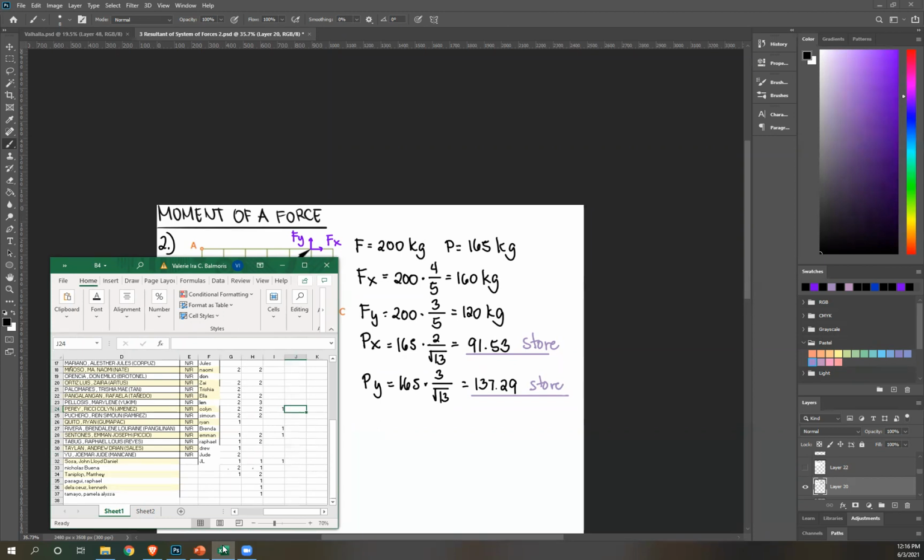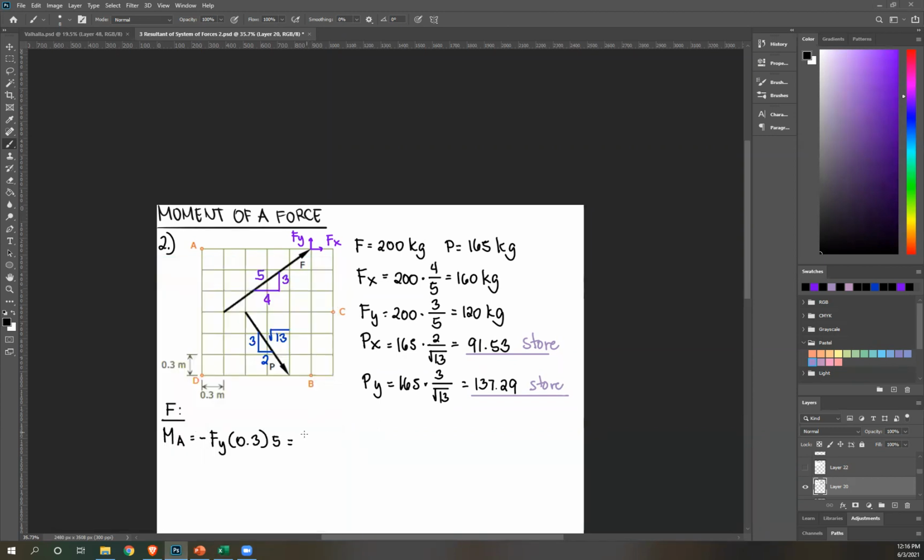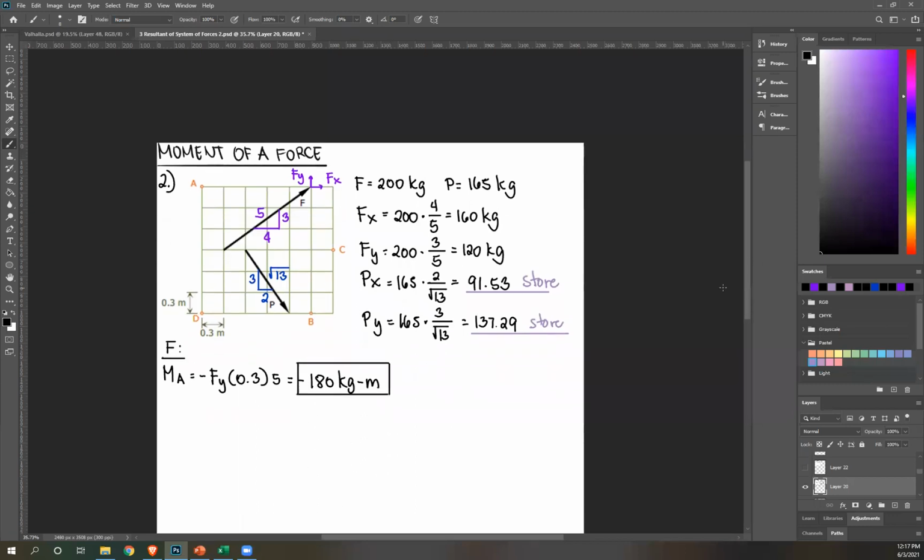So it's negative 180 because we have a negative here. So negative 180. And then to get the unit of a moment, that's just the force multiplied by the unit of distance. So that's kilogram. Unit of distance is meter. So kilogram meter. Okay? That's our first answer. Do the same thing for the others.